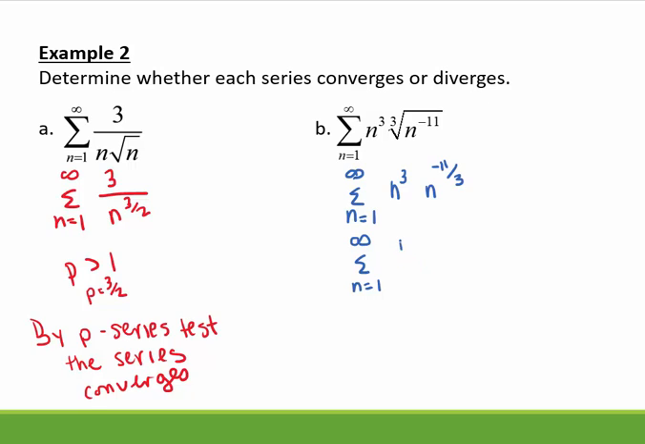So we get 1 over n to the 2/3 there. P, which equals 2/3, is less than 1. So by the P-series test, the series diverges.